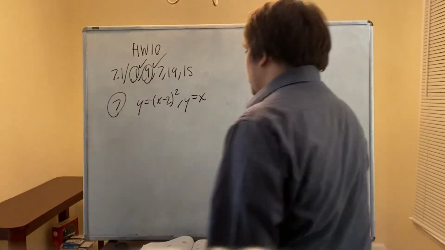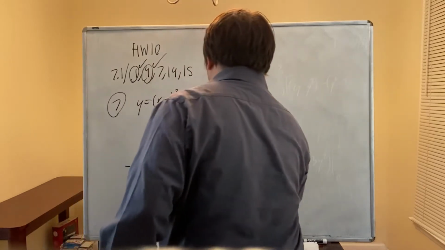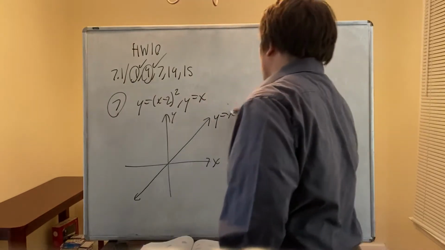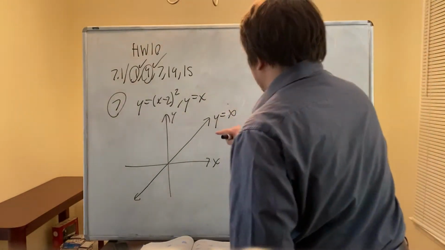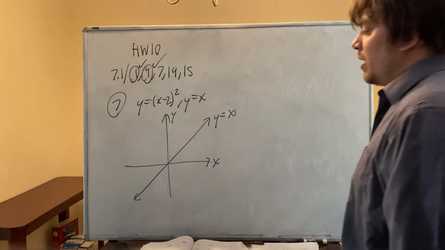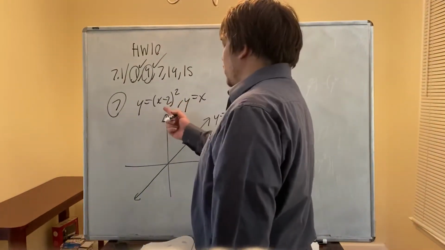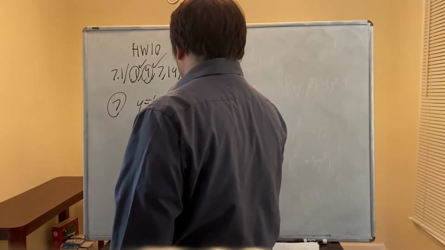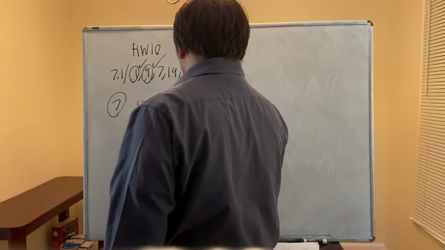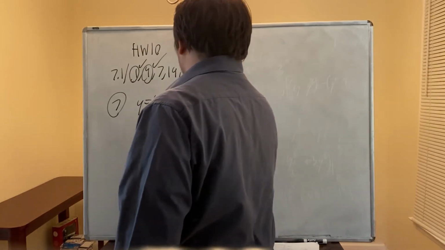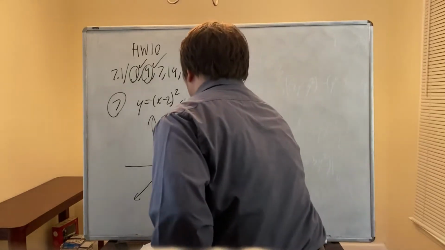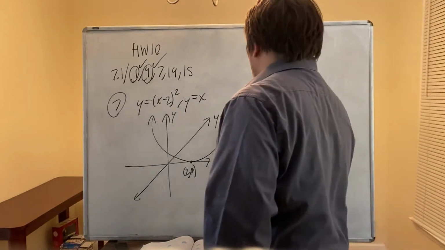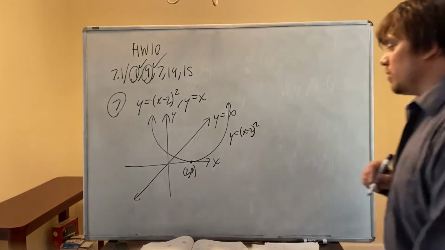Let's draw those two graphs. Here's the x-axis, here's the y-axis. Here's y equals x. Now (x minus 2) squared is just x squared moved to the right 2 spaces. So the bottom point is at the point (2, 0) instead of at the origin. You're just taking y equals x squared and translating it to the right by 2 units. So this is y equals (x minus 2) squared.